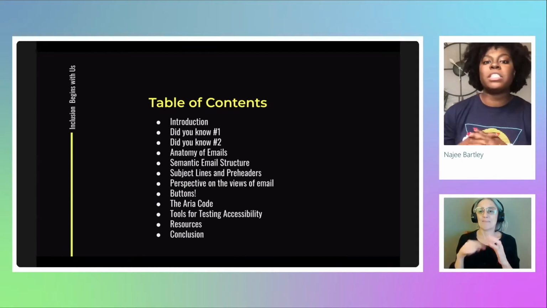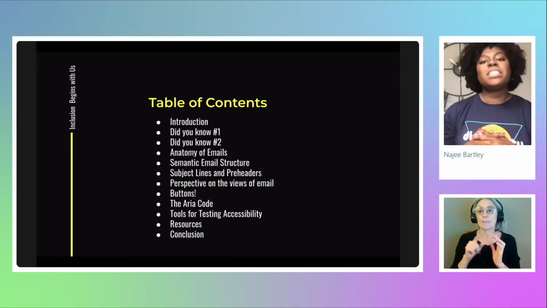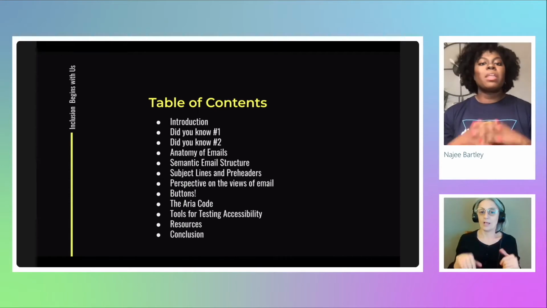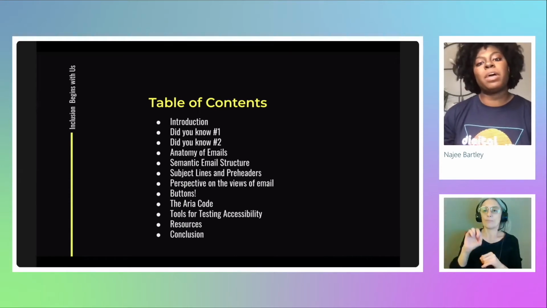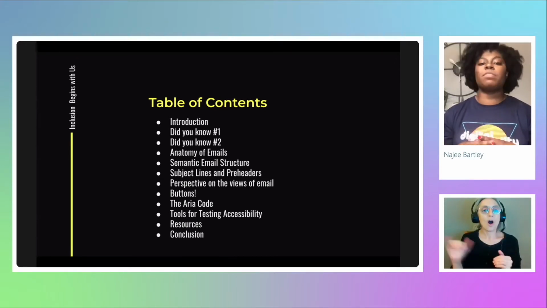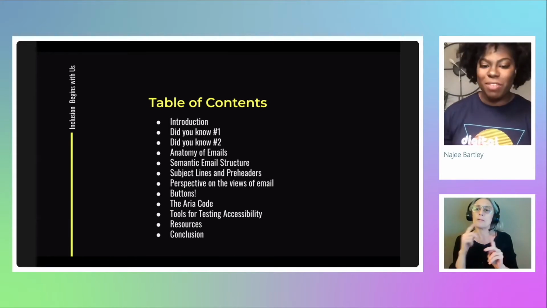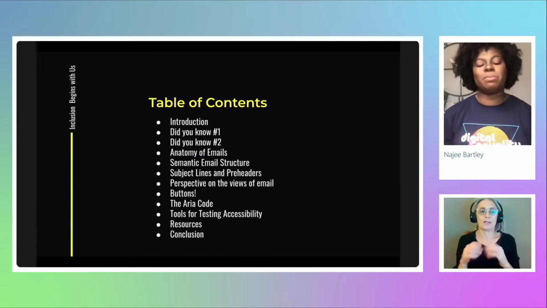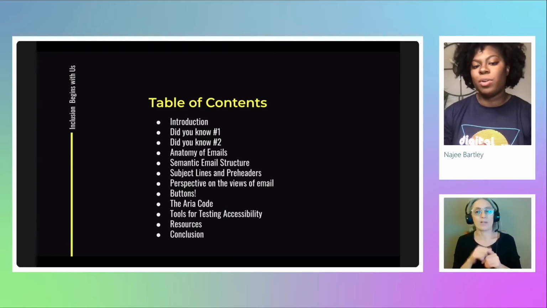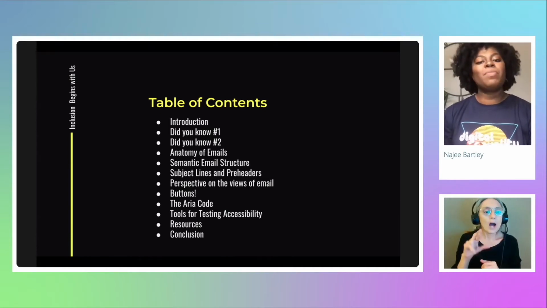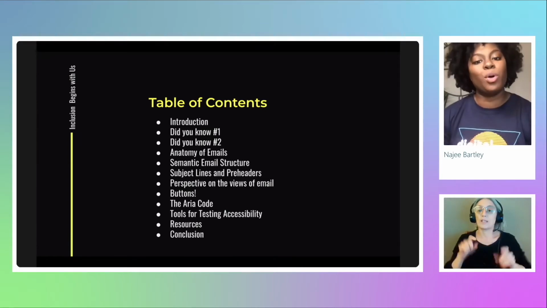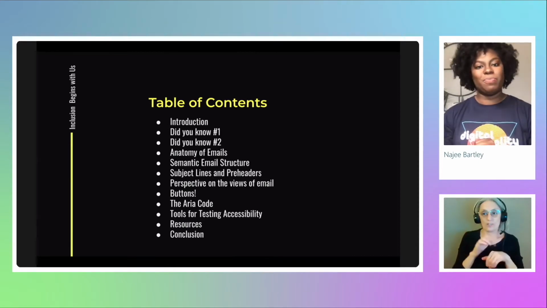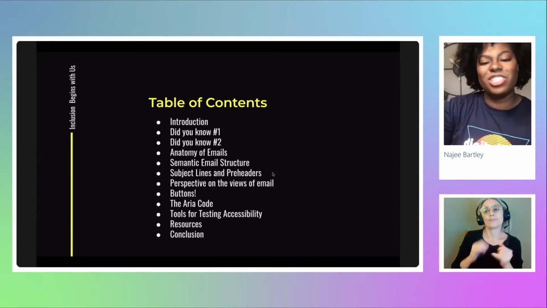After that, we'll talk about the semantic architecture of emails, subject line, pre-headers. And we'll also talk about the perspective on the views of emails. And one of my favorites, buttons. We'll talk about the ARIA code, tools for testing accessibility, resources, and then finally we'll end this show with a nice conclusion. So let's get into that introduction.